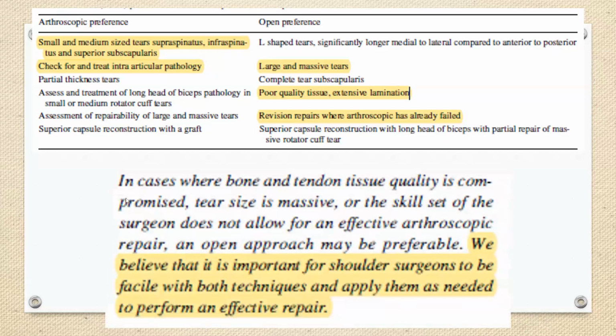So to conclude, they said that arthroscopic procedures may not always be possible due to multiple factors, either because of the morphology of the tear, lack of skill set on the surgeon's side, or other logistical reasons such as lack of arthroscopic equipment availability. Hence, they advocate that it's important for shoulder surgeons to be familiar with both open as well as arthroscopic techniques and apply the right technique at the right place.